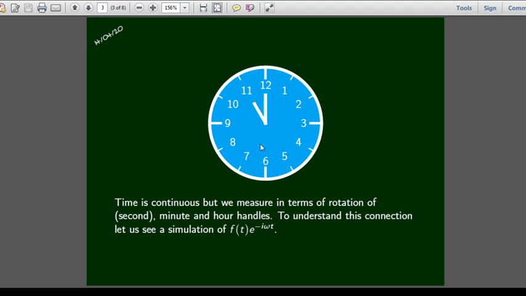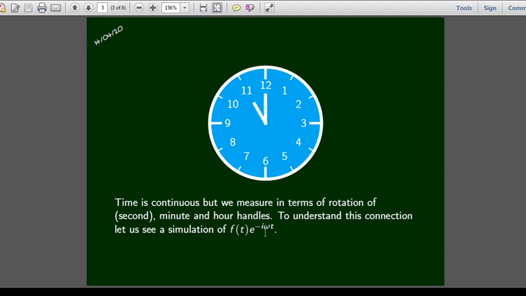That is the idea. So the continuous time is measured in terms of the frequency of the movement of the hour and minute hand. That means it is a combination of two frequencies, the frequency of the hour hand and also the frequency of the minute hand. So mathematically it can be denoted as f of t into e raised to i omega t. Here I denote e raised to minus i omega t.